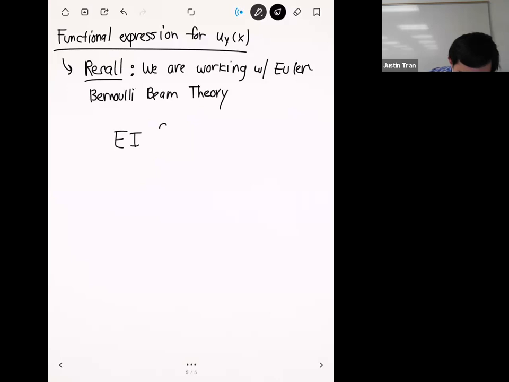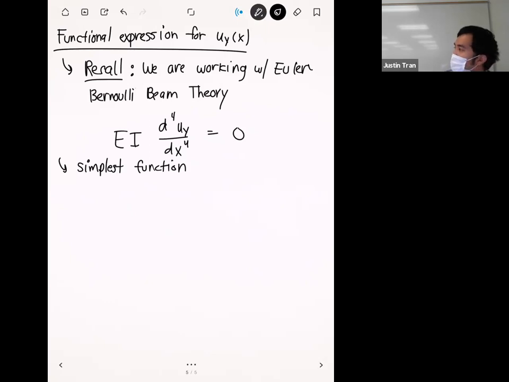Okay, so we have E times I times the fourth order derivative of uy with respect to x. And I'm going to do something simple right now where I'm going to assume the right-hand side is completely zero. All right, so we're not actually going to solve this, but what we can say is that, because we have this fourth order derivative, the simplest function that we can come up with to solve this equation is a cubic polynomial.